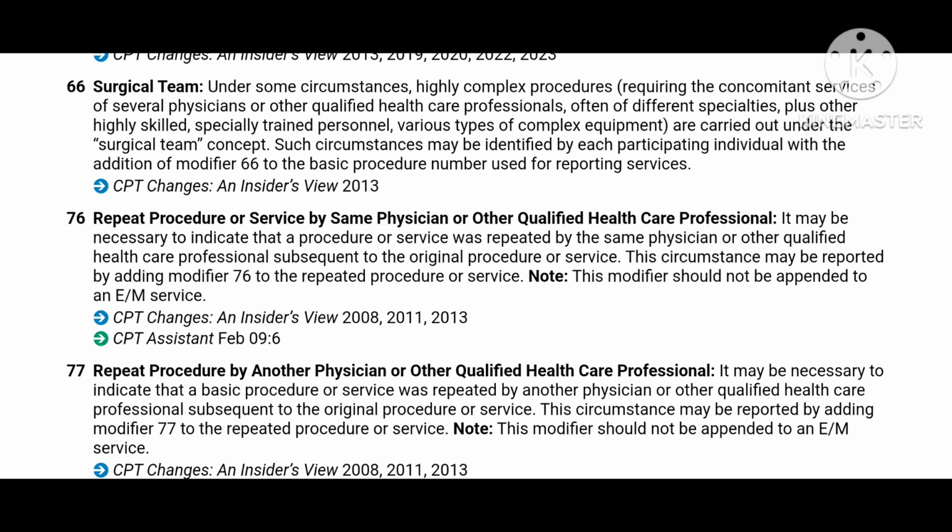Next is 76 and 77. Read it and tell me what is the difference between them.